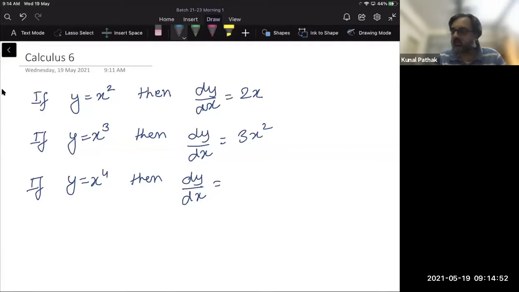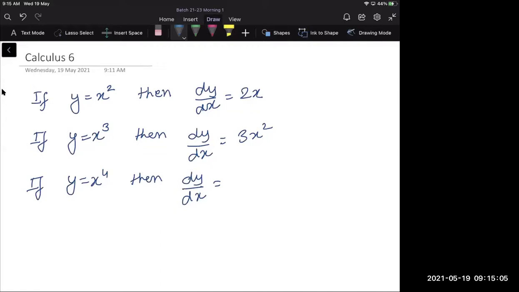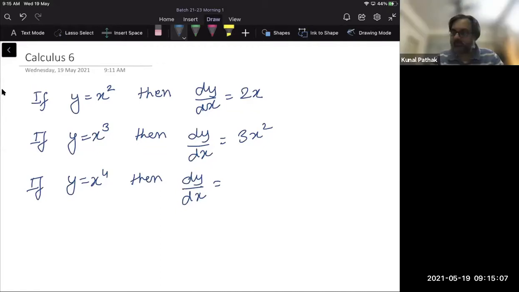Okay, Naisa, can you tell me? Can you see a pattern? Can you spot a pattern and tell me what is dy by dx if y is equal to x power 4? Sir, will it be 4x cube? Very good. 4x cube.